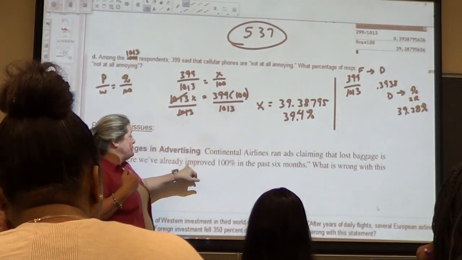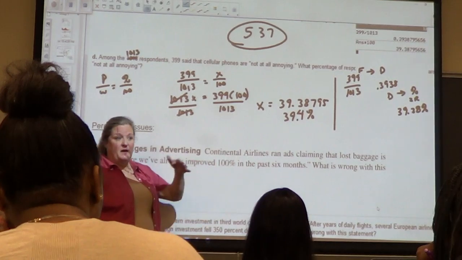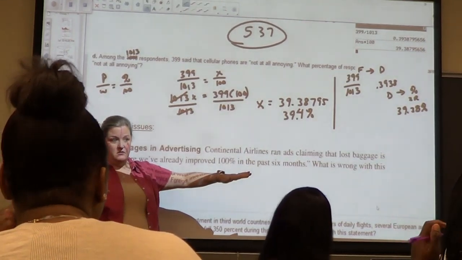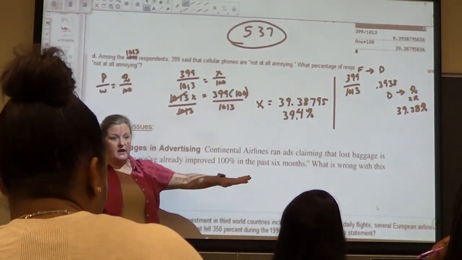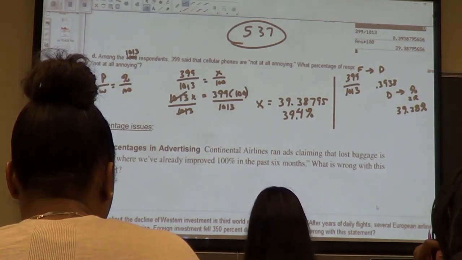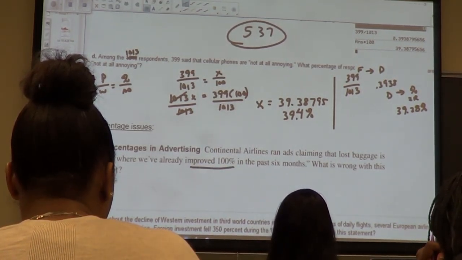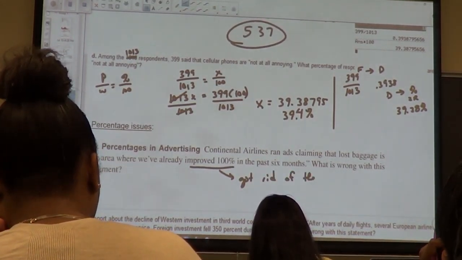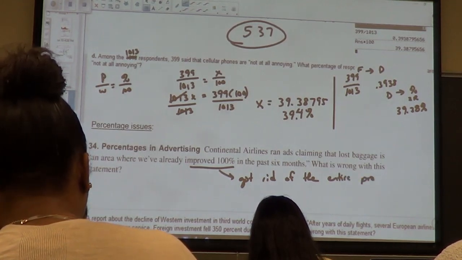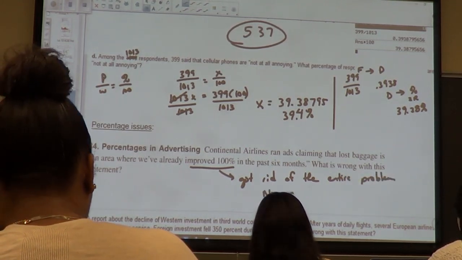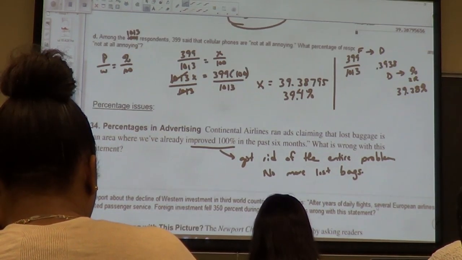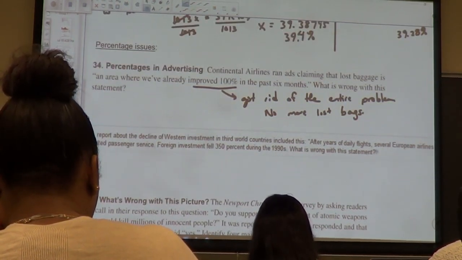So, for them to say they've improved it 100%, that means they're saying they have gotten rid of all lost baggage. That can't happen. Okay? So if you improve it by 100%, that means you got rid of the entire problem. No more lost bags. Which we know that's not going to happen. So keeping that in mind, let's look at the next one.